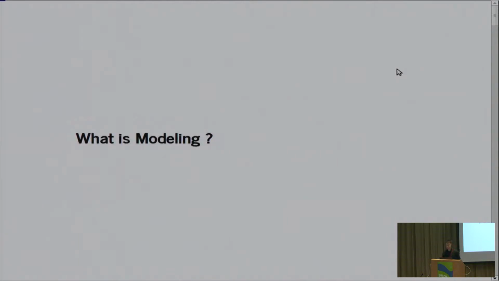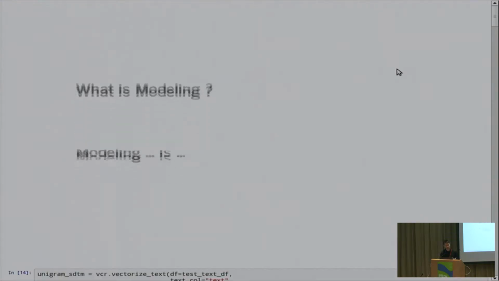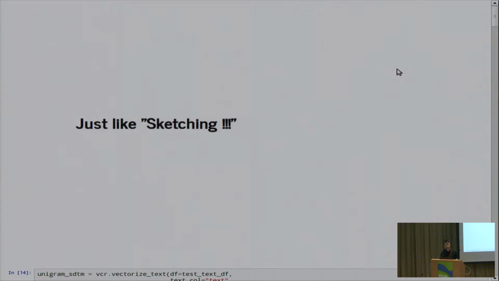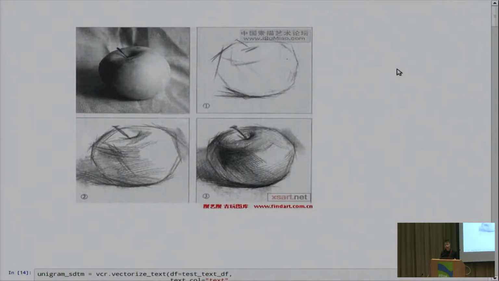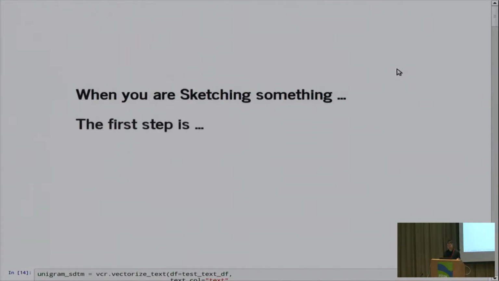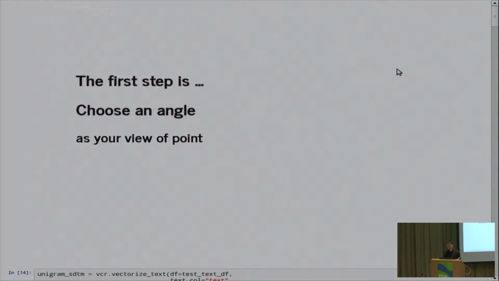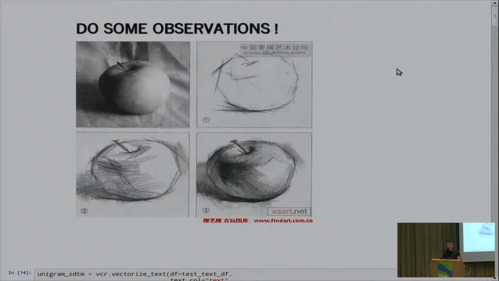Back to the original question, what is mathematical modeling? In my experience, mathematical modeling is just like sketching. When you are sketching something, the first thing is not to take the pen. The first step is you need to choose an angle. After you choose an angle, you choose a viewpoint, and then you need to do some observation. Observation is the most important thing, then take the pen. And it's the first step.